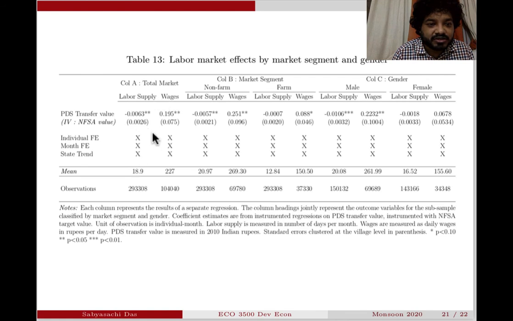This is the original effect, the first two columns. That's the fall in labor supply and the increase in wages. Now what they're doing is segmenting this labor supply and wage by non-farm and farm. Non-farm is basically non-agricultural labor supply, versus agricultural labor supply. And there what you find is all the labor supply effect is concentrated in non-farm, right? So it's the non-agricultural labor that is shrinking. People are working less away from the farm.